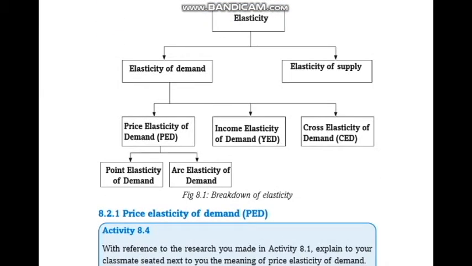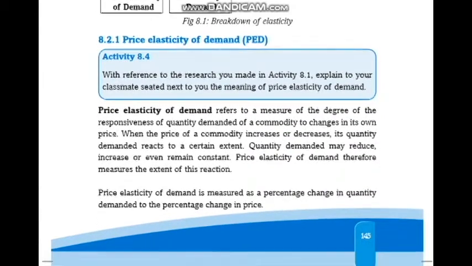So this is how elasticity is characterized. We have elasticity of demand. This is the summary that we are going to read. Elasticity of supply, and we also have elasticity of demand: price elasticity of demand, PED, income elasticity of demand, YED, and cross elasticity of demand, CED. In the price elasticity of demand, we have point elasticity of demand and arc elasticity of demand. So we are going to see that summary, that table.